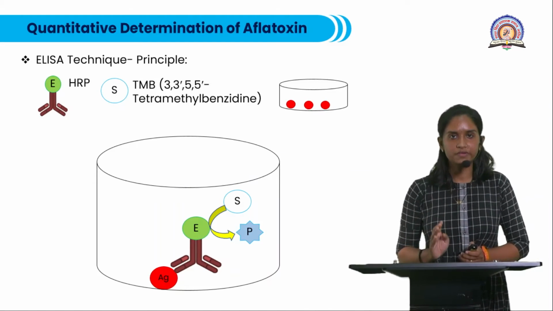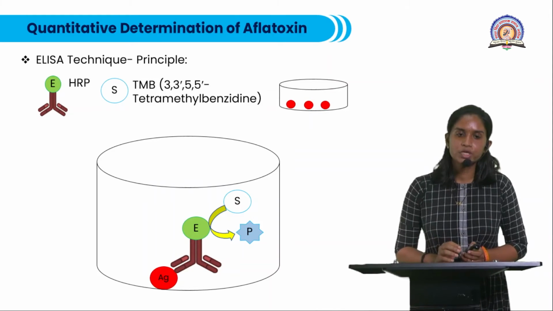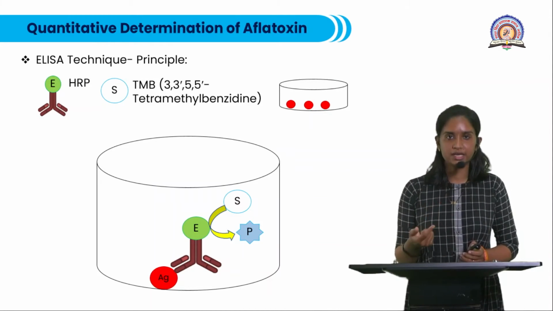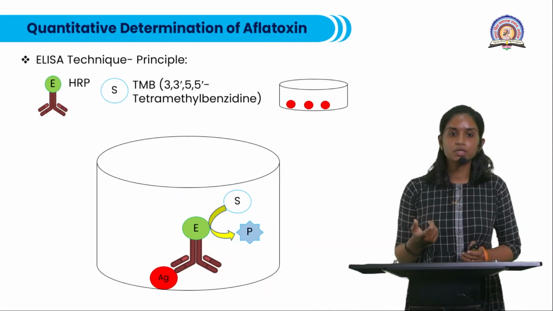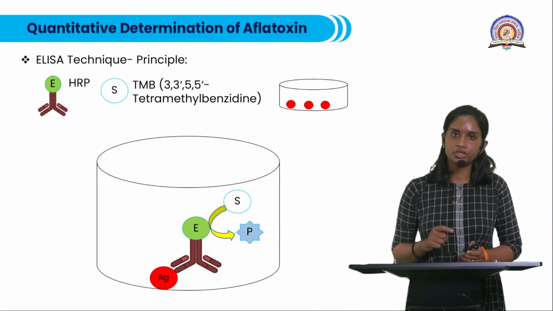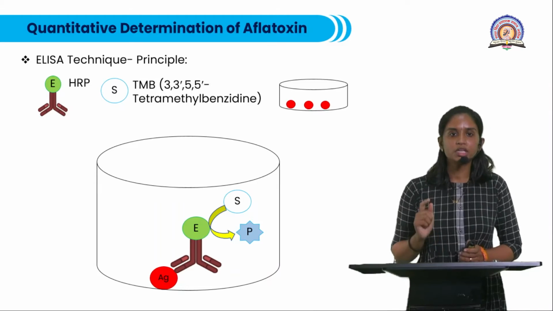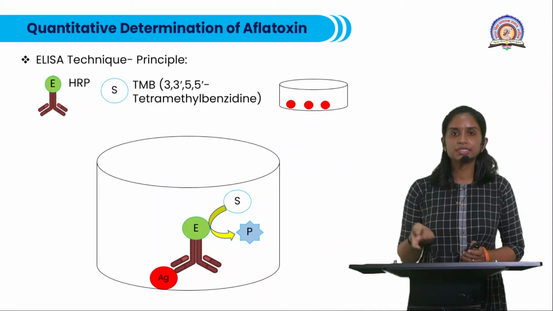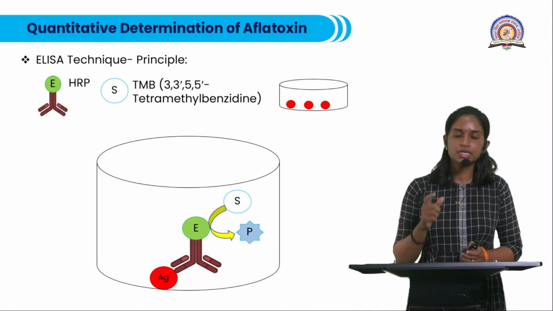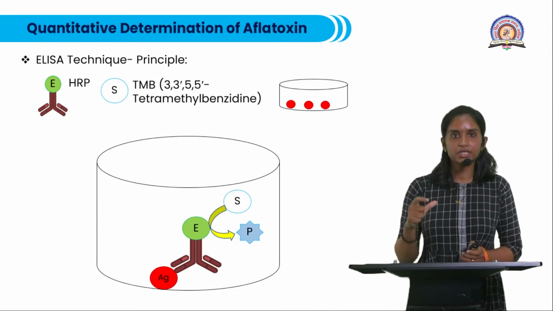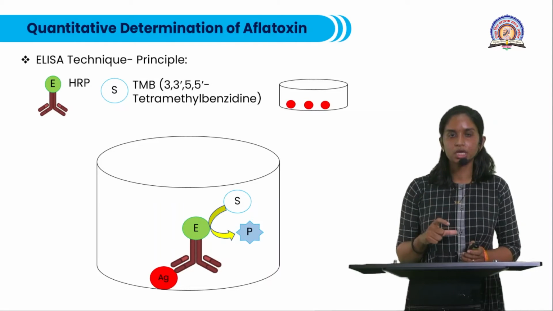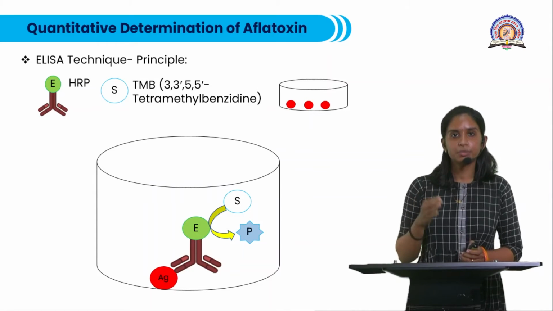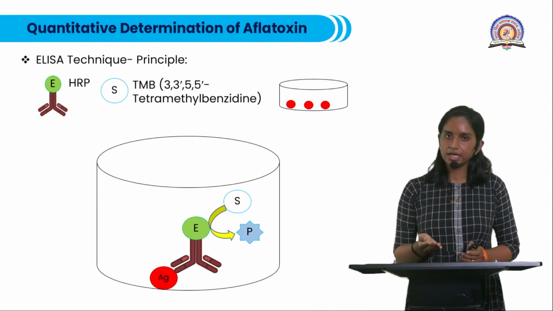Now there are different variations of this ELISA technique. Here the ELISA that we have seen is direct ELISA. Why is it called direct? Because primary antibody is labeled with the enzyme molecule. Then if primary antibody is not attached to the enzyme and a secondary antibody is added in the same plate, that will detect the presence of primary antibody and secondary antibody will be attached to the enzyme molecule, then that method is called indirect ELISA.